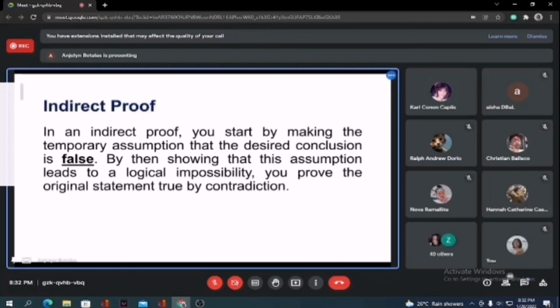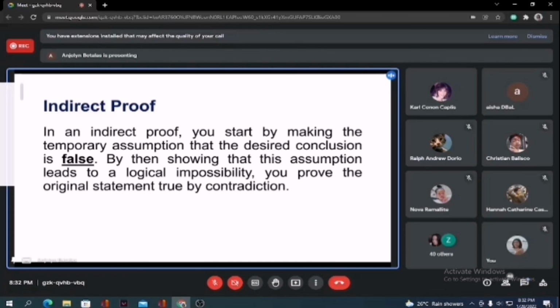Indirect proof. In indirect proof, you start by making the temporary assumption that the desired conclusion is false. Sa direct proof, mag-assume ka nga ang hypothesis or your P is true, and then you deduce the other statement para makamap ka ug Q nga true. Dili class bali, indirect siya.